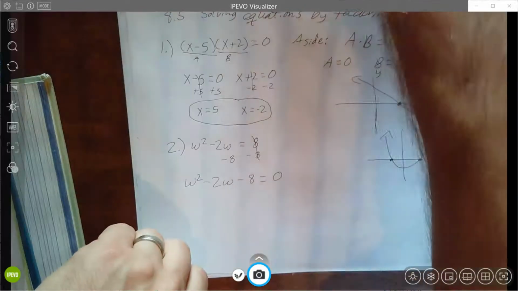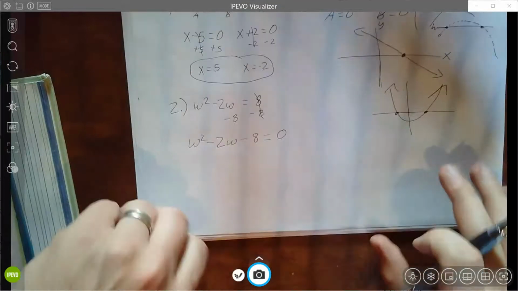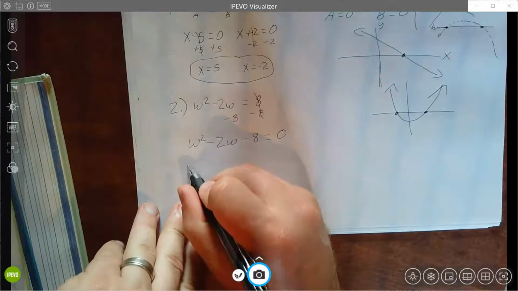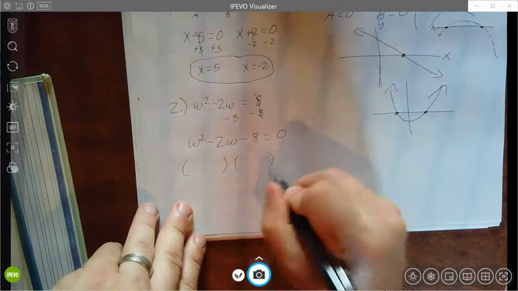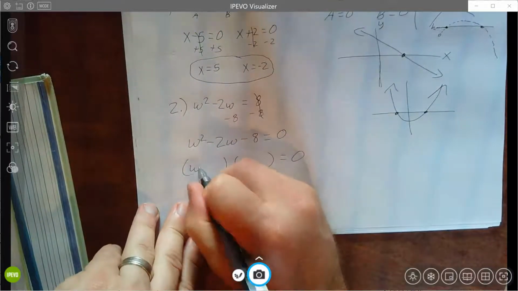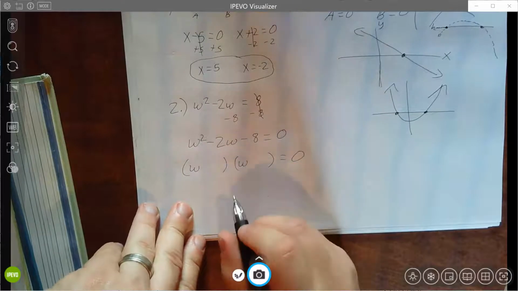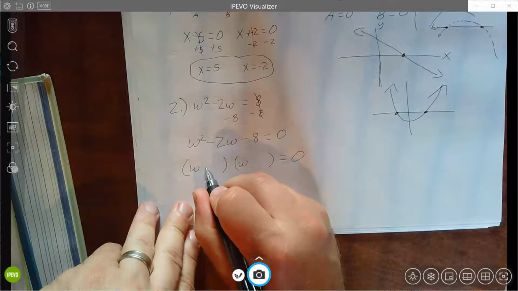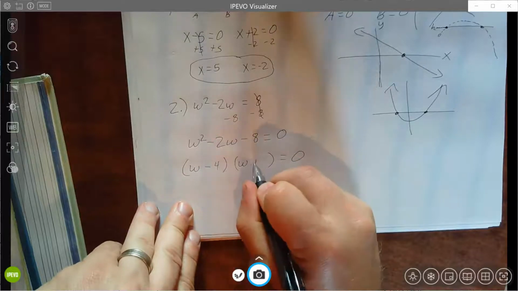All right, so go ahead and try to factor this. If you want to pause it and do it, that's good. If we factor this, what do we get? We get w and w. And what multiplies to get negative 8 and adds to get negative 2? Wouldn't that be a negative 4 and a positive 2?